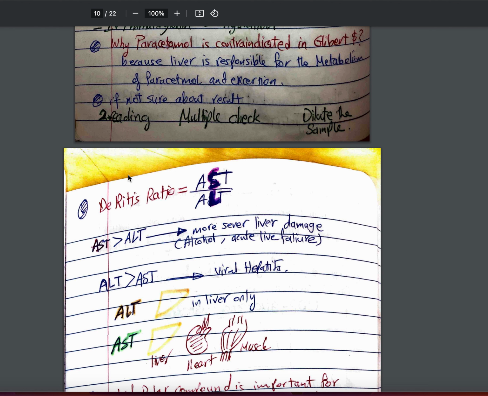I think I was wrong here, because AST is present in the liver, in the mitochondria of the liver. That's why we said AST is more organ specific, but it's not disease specific. ALT is present in the liver, in the heart, and in the muscle. I think I just reversed these enzymes.